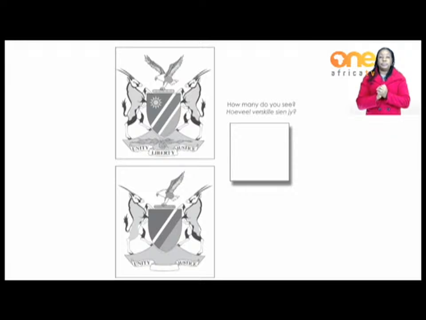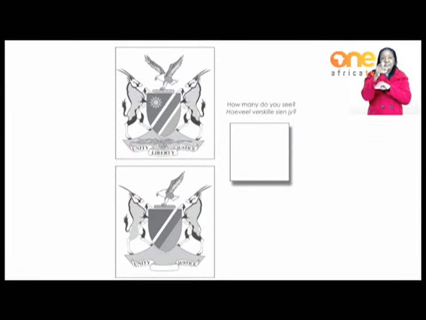On page 11, the instruction reads, compare the 2 pictures and mark the differences on the pictures below with an X. Right, let's look at our coat of arms right on top of picture number 1. The picture on top is complete. All the emblems have been placed in the right place. The motto is in the right place. The eagle is in the right place. And the 2 oryx are in the right place.